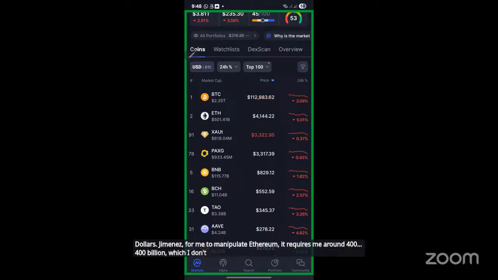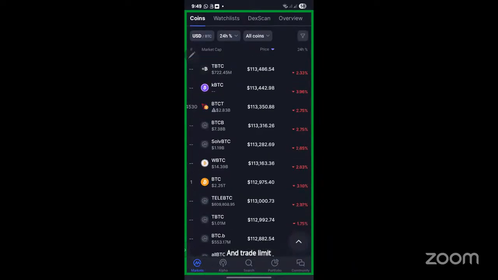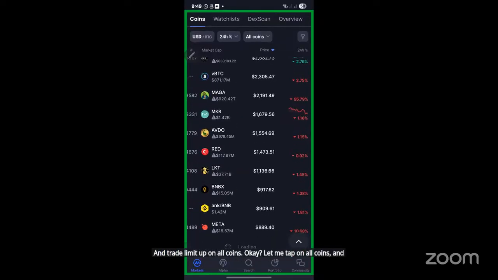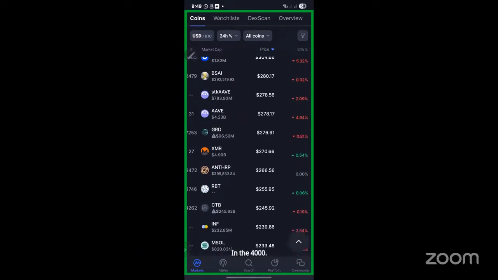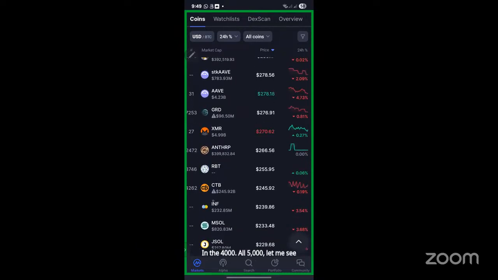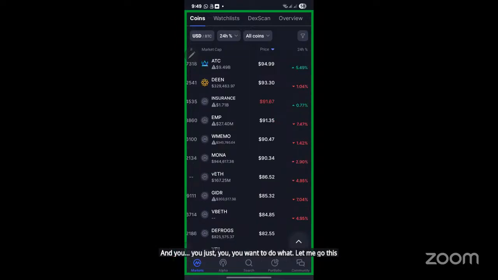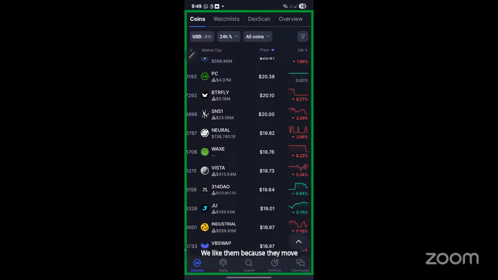But when somebody comes and trades, let me tap on all coins, and look for that coin in the 4,000 or 5,000 range. Let me go this way, down. Now, most of us always want these small coins with a small market cap. Do you know why? We like them because they move easily. They move at a high speed.